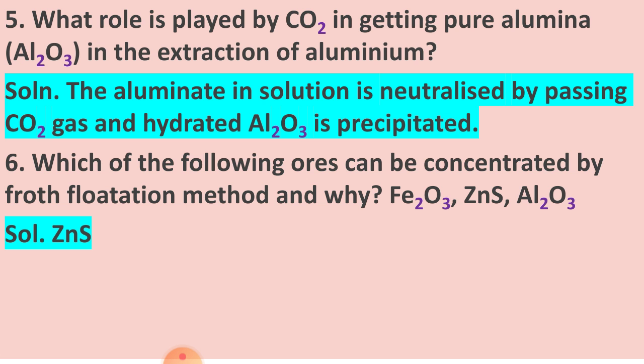Question number 6. Which of the following ores can be concentrated by froth flotation method and why? Here again three ore names are given: oxide, sulfide and oxide again. The froth flotation method is basically for sulfide ore, because the sulfide ores are wetted by oils, and you know that oil also contains sulfur. So you can also say like dissolves like. That's why the sulfur containing compounds can be concentrated by the oils which contain sulfur also.